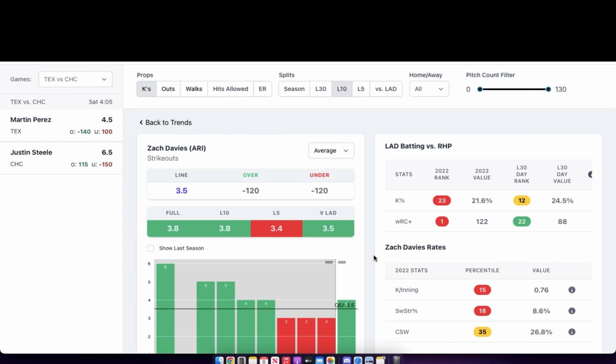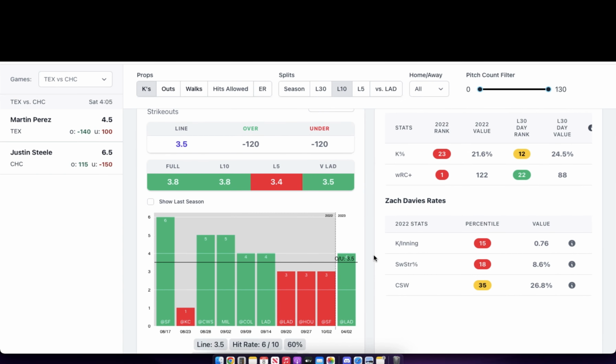Looking at what they did last year, they ended the season with the 23rd highest ranked whiff rate versus right-handed pitching at 22%. And they're picking up right where they left off. Number 12 in the MLB so far this season with a 25% whiff rate versus right-handed pitching. That's one of the things I like about this prop.